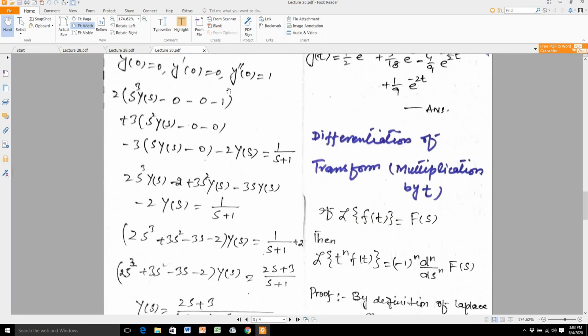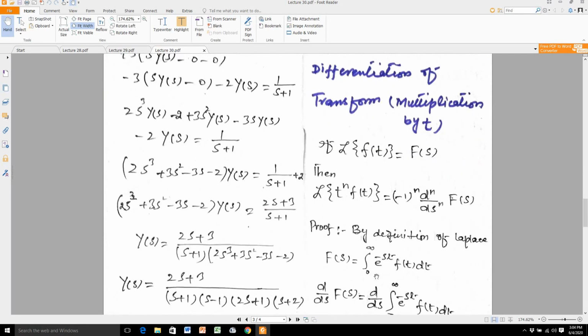Here I move on to cover another topic, that is the differentiation of the transform, how we can handle the differentiation, or we say the multiplication by t. Its statement is, if Laplace of f of t is equal to capital F of s, you know that, then Laplace of t raised to the power n, f of t is equal to minus 1 raised to the power n, nth derivative with respect to s of capital F of s. We have to prove this.